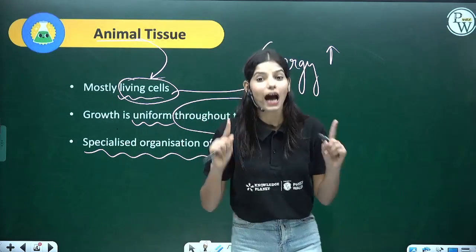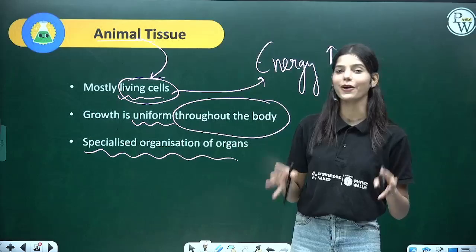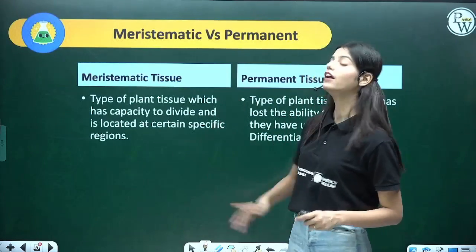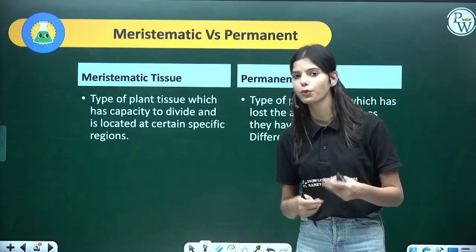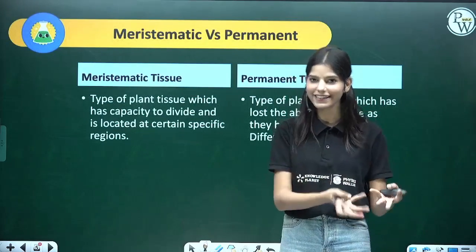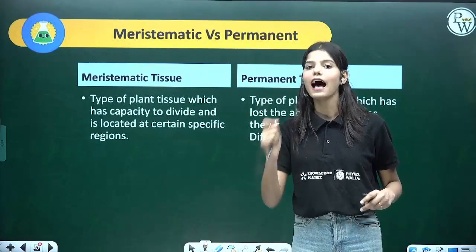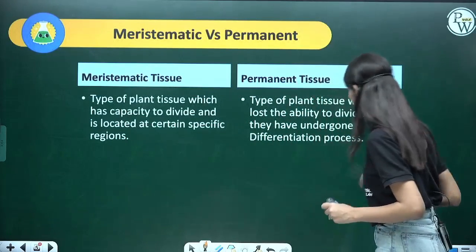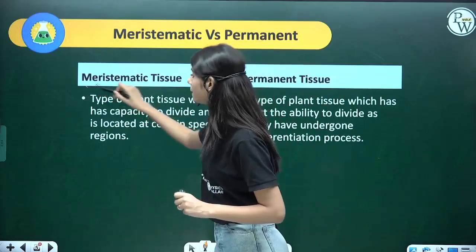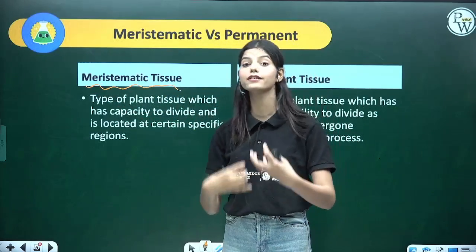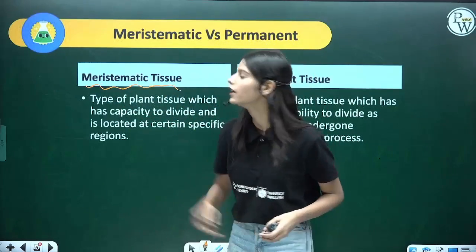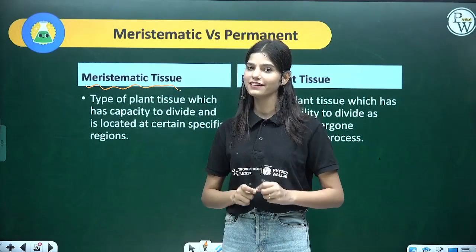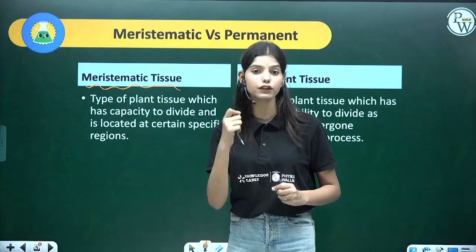Okay guys, now let's talk about plant tissues. So what are the various types of plant tissues? Here you can understand on the basis of division, whether a cell is capable of dividing or not. Plants have two types of tissue. First of all, we have meristematic tissue. Meristematic tissue is a special type of tissue which provides growth in plants. These tissues are comprised of specialized cells. What kind of specialized cells? Cells which are capable of division.